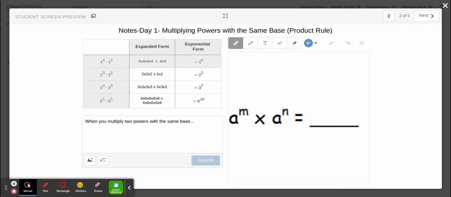Now what I want you to do though is now we're going to write a secret hint or a rule or kind of something that we're going to follow along, that instead of writing out expanded and spreading it out like this, we want to be able to jump from this step over to this step. So we want to skip a step. So what do you notice is happening? 4 to the 4th times 4 squared turns into 4 to the 6th. 2 to the 3rd times 2 squared turns into 2 to the 5th. What's happening to get from here to here?